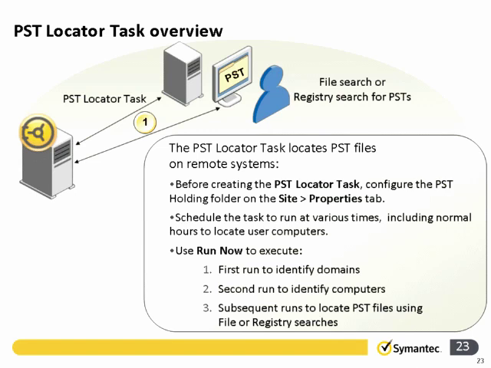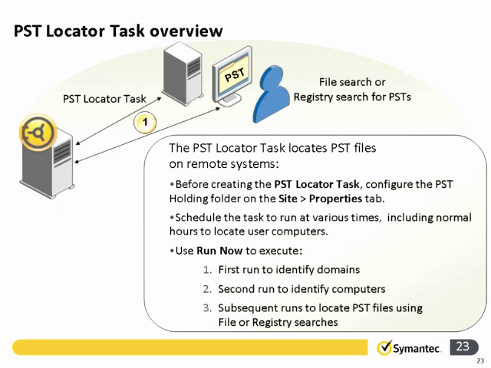For the PST Locator Task, before you create the PST Locator Task, configure the PST holding folder, and you're going to do that on the Site Properties. So you'll go to your Site Properties tab and open that up and actually specify the location. You want to make sure that you have plenty of space for that particular holding folder when you specify it. You'll schedule the task to run at various times, and you want it to run at different times because remember that there's going to be users that connect to the network and disconnect from the network, especially those laptop users. So you want to try to run it when they're going to be connected to the network to help you find them.